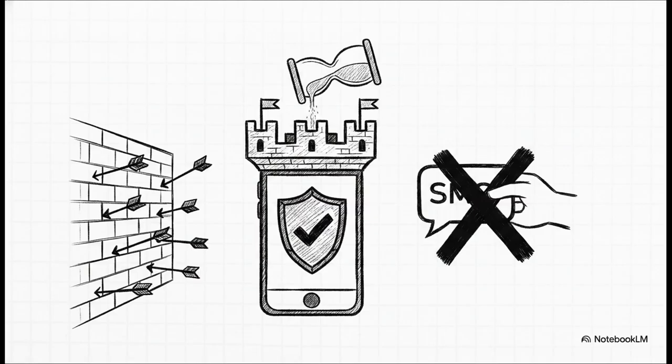Authenticator apps completely bypass these network vulnerabilities by using time-based one-time passwords, or TOTP. They generate the codes locally and entirely offline via a shared secret key.